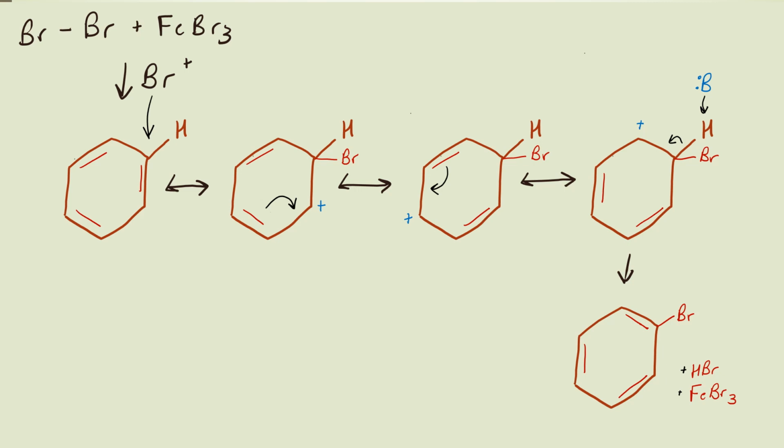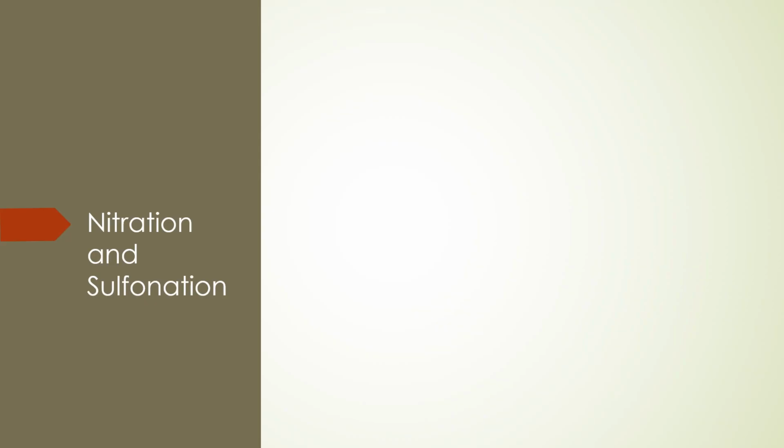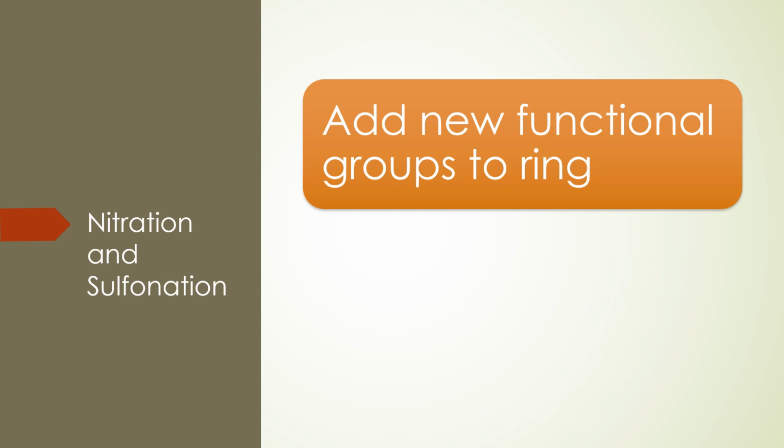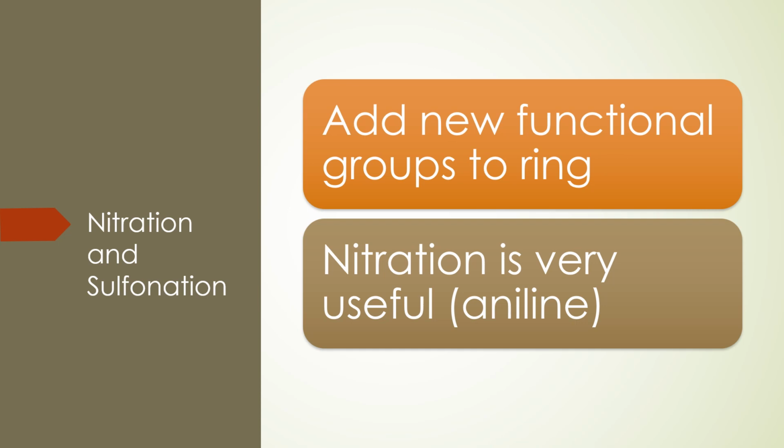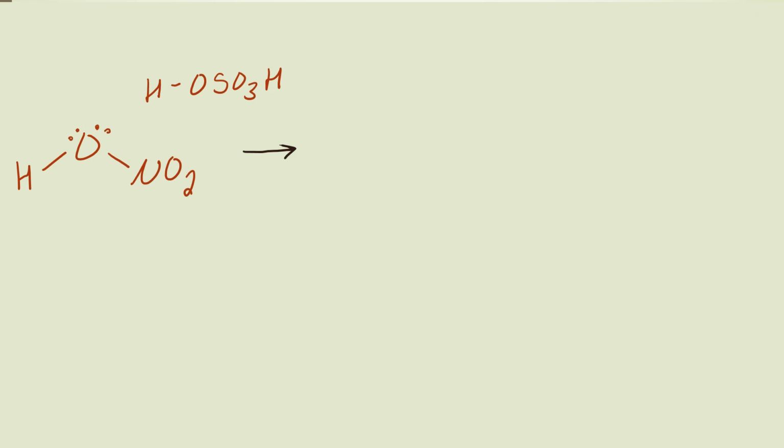Notice that at the end, the catalyst is regenerated. Nitration and sulfonation are going to add some functional groups to the ring. Nitration is really useful since the nitro group can be reduced to make an aniline. Let's look at some mechanisms. The mechanisms for both are basically the same. Let's just look at nitration.